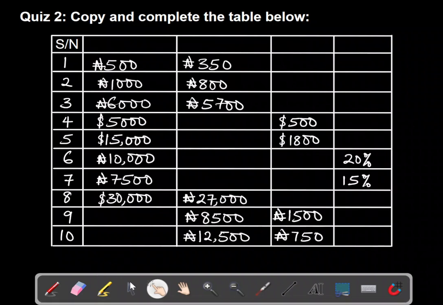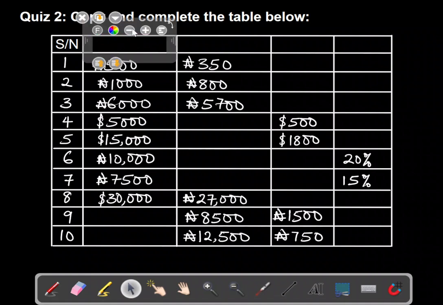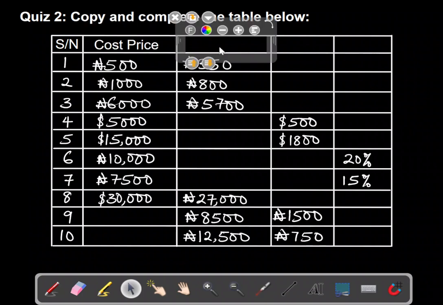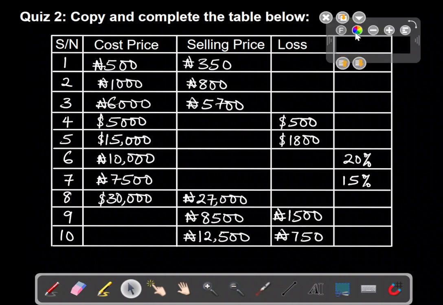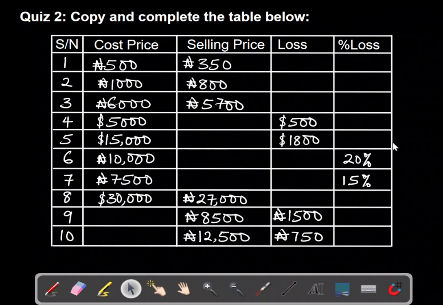Then we move down to the next one. This one will be under loss. So let's see what we have here. That's the cost price, we have the selling price, and then this will be our loss, and then this will become our percentage loss. So that's what you have to do, the same thing you did under profit. Do well to go through them carefully, and if you have any challenge or difficulty, do well to indicate in the comment section, and I'll be there to attend to you.